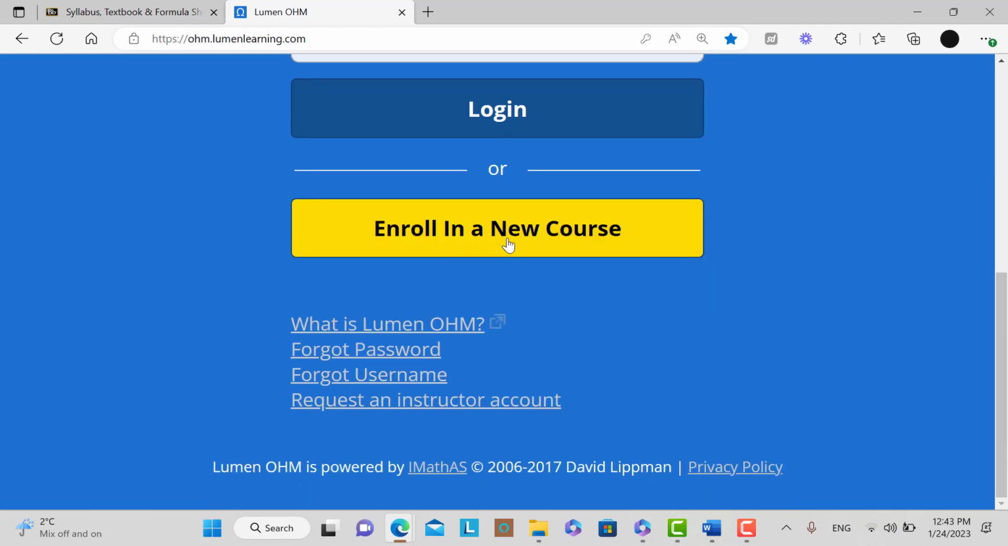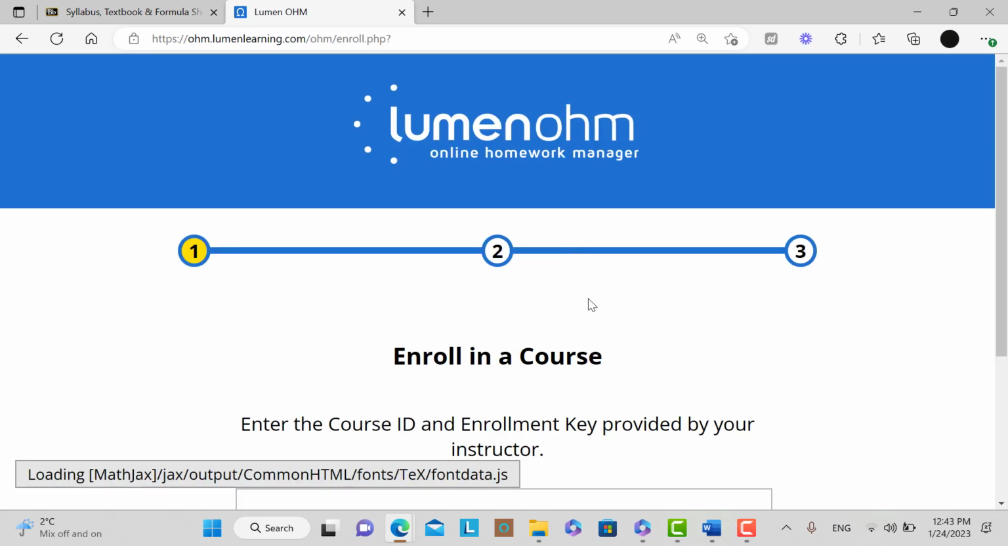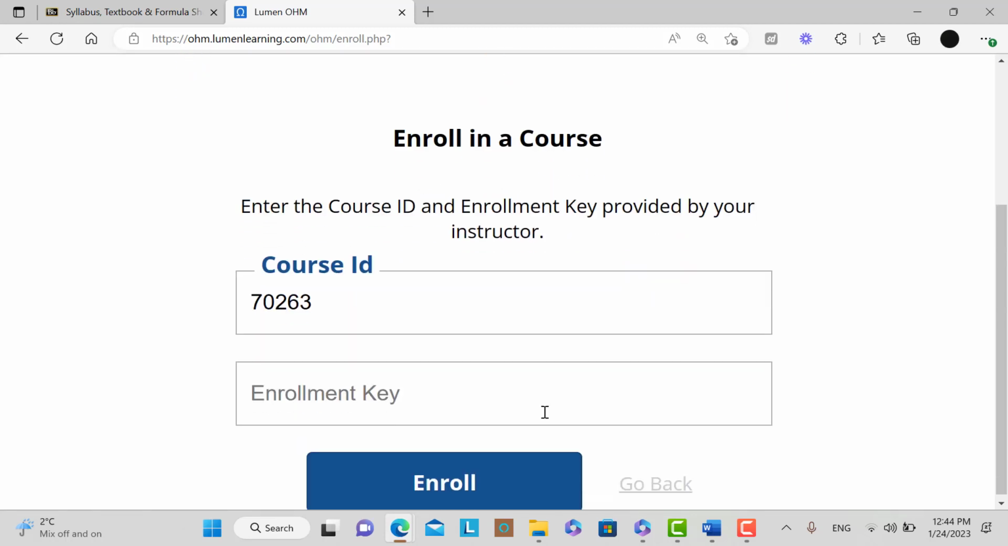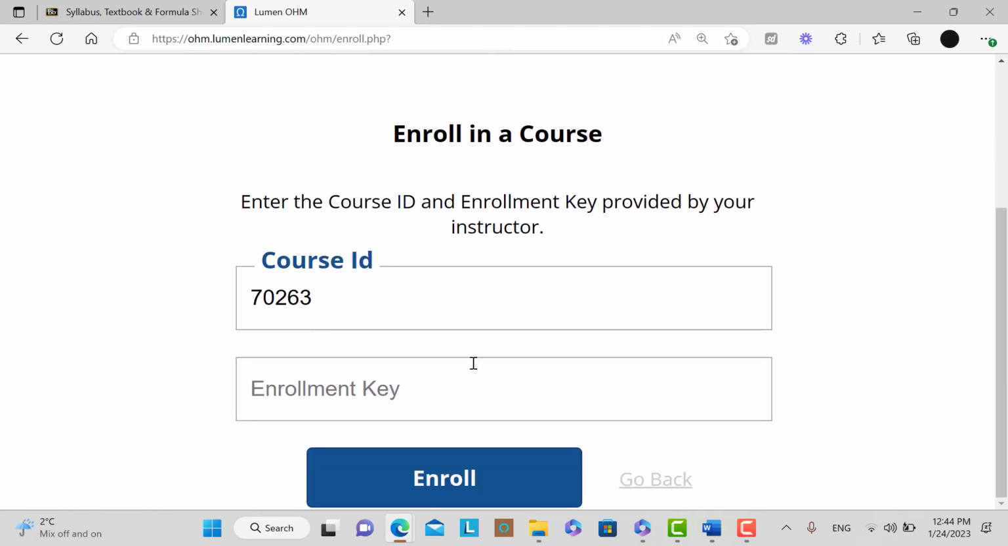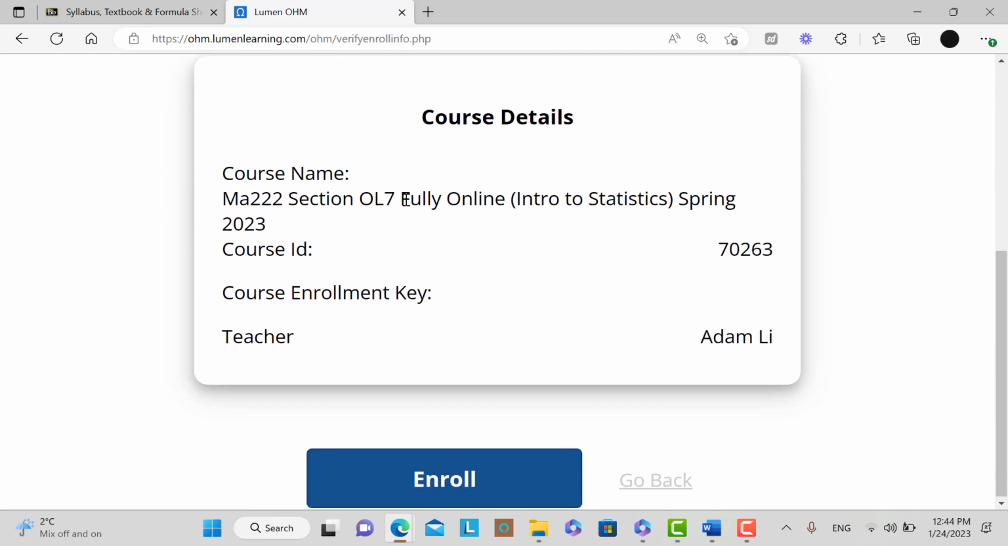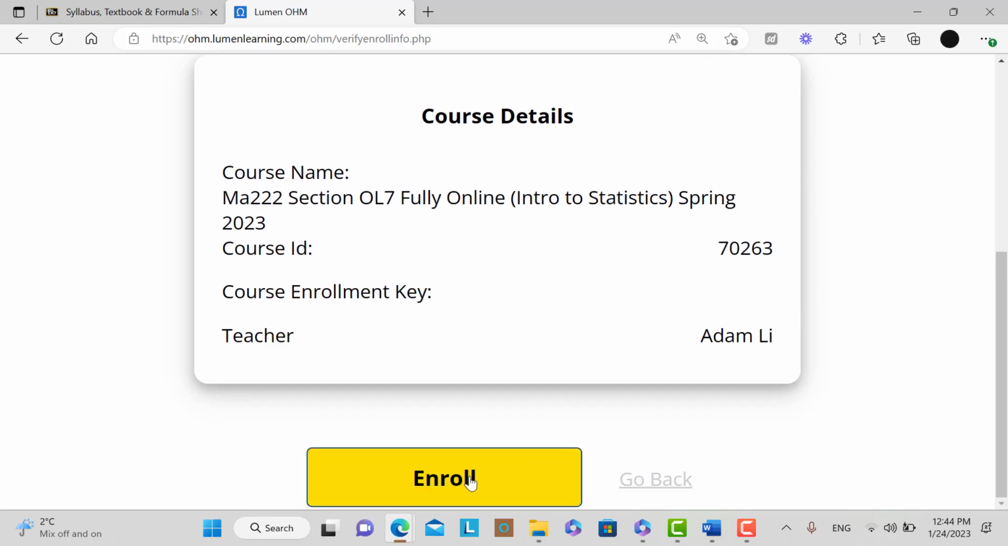Now I'm going to click on enroll in a new course. And right here under the course ID, you're going to paste it, right? 70263. You can leave the enrollment key blank. We don't need that, and then just click on enroll. I'm going to see this is Ma222 section OL7 fully online, Spring 23, and then the teacher is myself, so that's good. And from here you can just click on enroll, right?